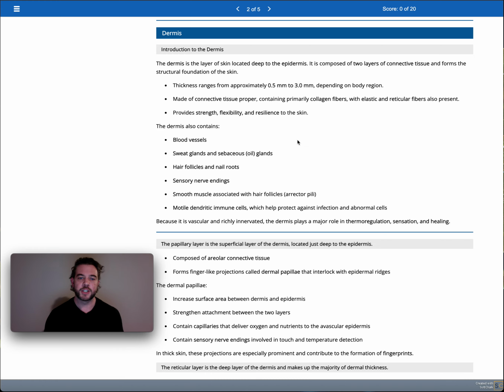Its thickness ranges. It's mostly made of connective tissue, some collagen in there, as well as some other kinds of connective tissue fibers. This is providing strength, flexibility, and resiliency to the skin.